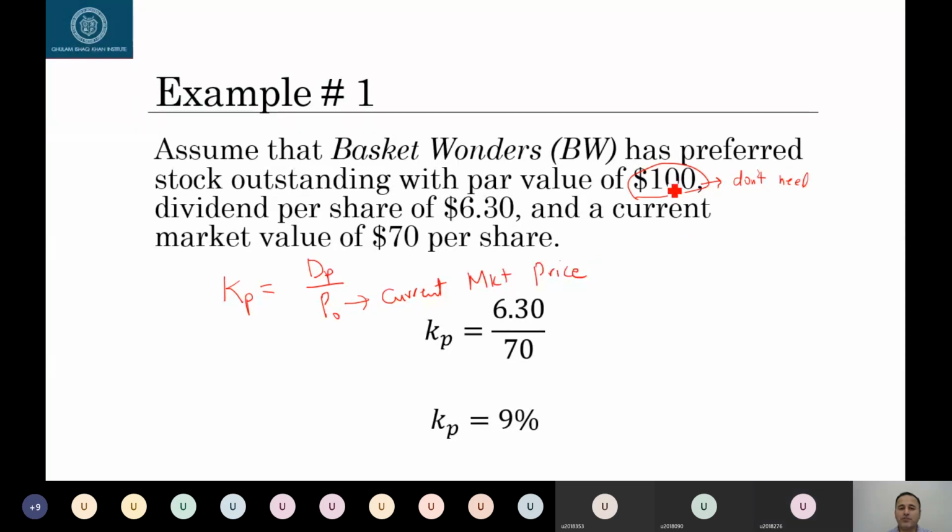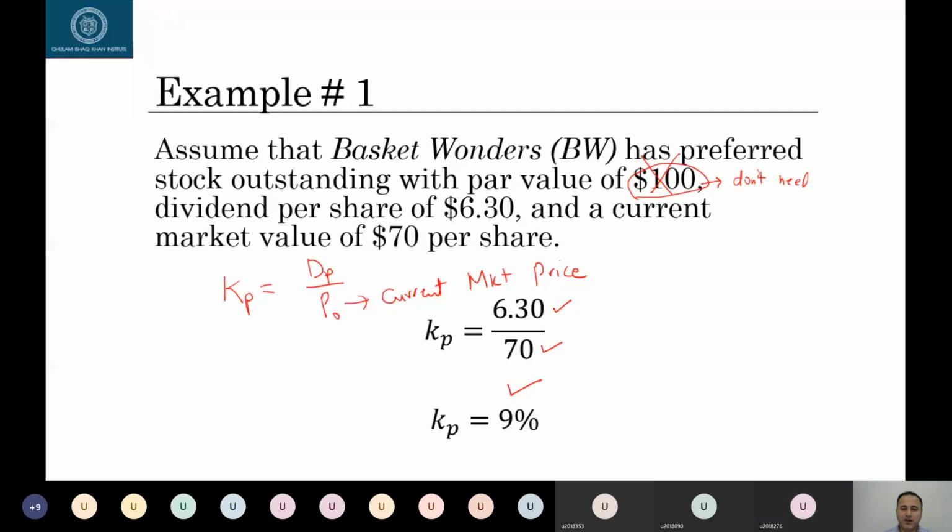So I'm not concerned about the face value. I'm concerned only about the market value of this security. So KP is equal to DP, which is dividend 6.30 divided by the market price, 70. Whenever you have this question, let's say on an exam paper, please do not use this number. You have to use the market price of preferred stock. As a result, we get the cost of preferred equity as 9%.